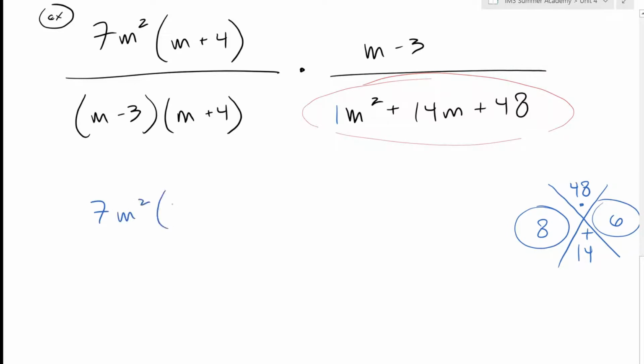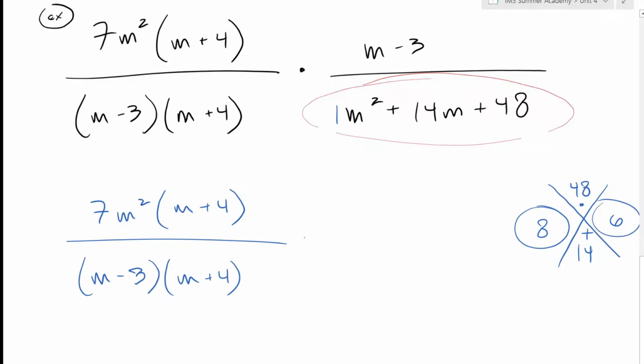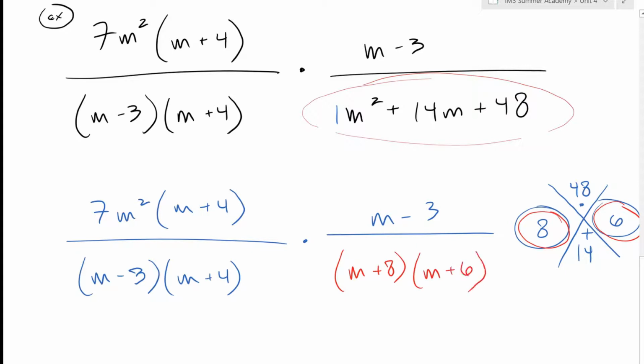And actually, I'm going to write everything back out again. M minus 3, m plus 4, m minus 3. And now I'm going to translate this part into a factored form. So we got m plus 8 and m plus 6. And now let's look through it. Find stuff on top and bottom that I can cancel. M plus 4, m plus 4, one on top, one on bottom. M minus 3, one on bottom, one on top.